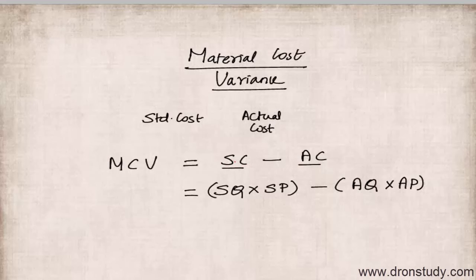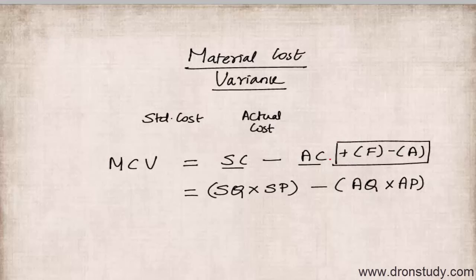If your standard cost is greater and actual cost is lesser, you have a favorable variance. And if your actual cost is greater and standard cost is lesser, then you have an adverse variance. That is, you will have a positive figure when you have a favorable variance, and you will have a negative figure when you have an adverse variance. That is with respect to the outcome.